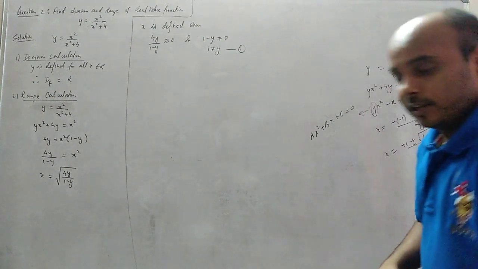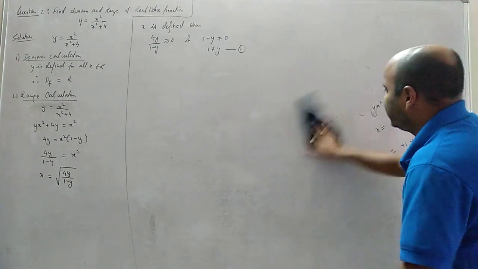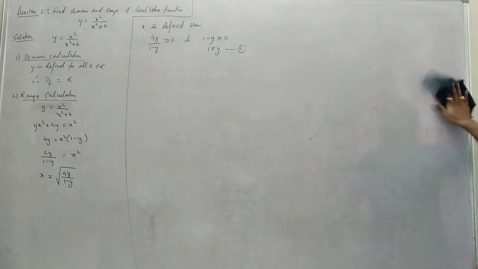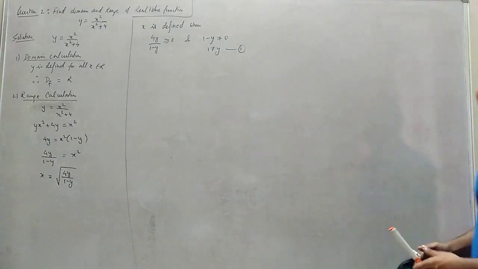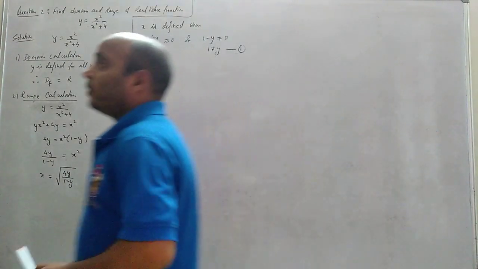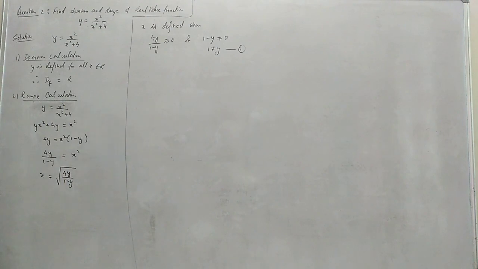Clear, class? Okay. So sometimes it's very easy to convert x in terms of y, and sometimes it's very difficult to convert. It is easy when both are of the same type, x square, and it is difficult when both are of different types. So here it was made very easily. Now let's solve this part.